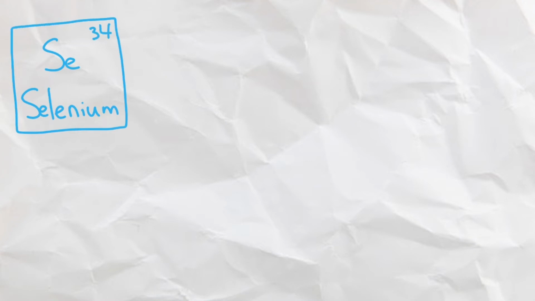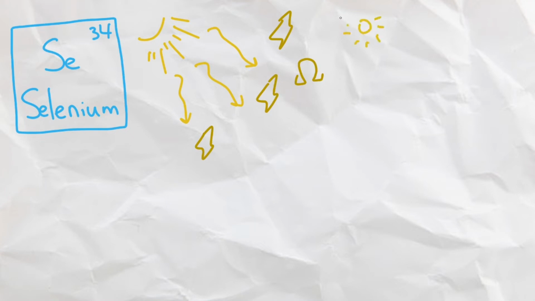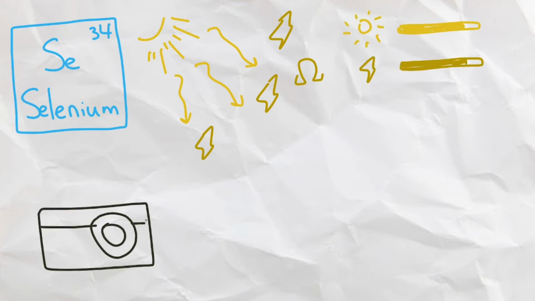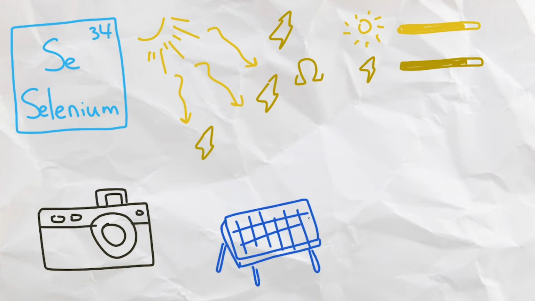Next, we have selenium, a metalloid that is strongly affected by light, as light alters selenium's electrical resistance. The more intense the light, the more conductive selenium is. This makes selenium great for photocopiers, cameras, and it can also be used to generate electricity in solar cells, though its primary use is in the glass manufacturing industry to decolorize them.